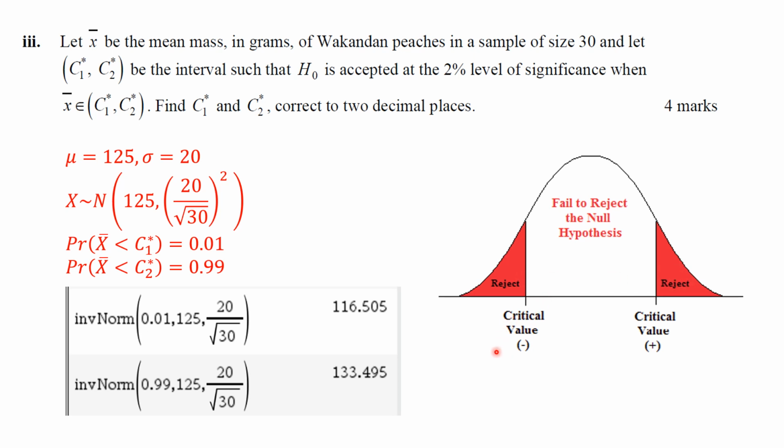To work out C1, you need to set up that equation. The chance of finding x bar being less than C1 is 1%. And the chance of finding x bar less than C2 is 99%. So from there, you can use inverse norm to work out C1 and C2.